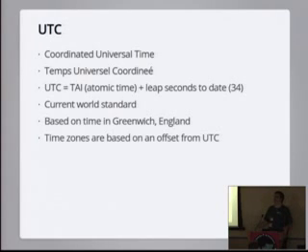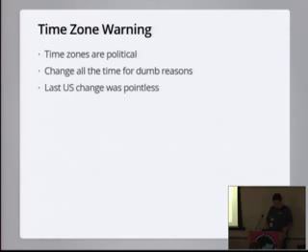Okay, so right, the current world standard, UTC, is based on time in Greenwich, England, and then all the other time zones in the world are basically described as an offset from UTC. So we can say it's 5 hours forward. You take UTC, add 5 hours, or take UTC, subtract 12 hours. There are time zones that are like 12 and a half hours, stuff like that.